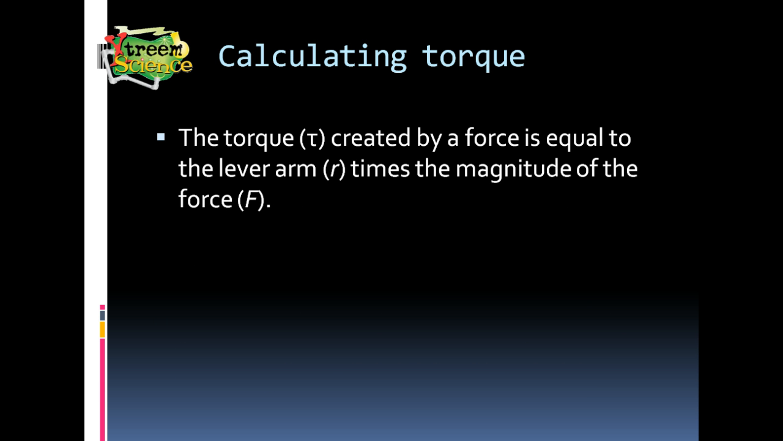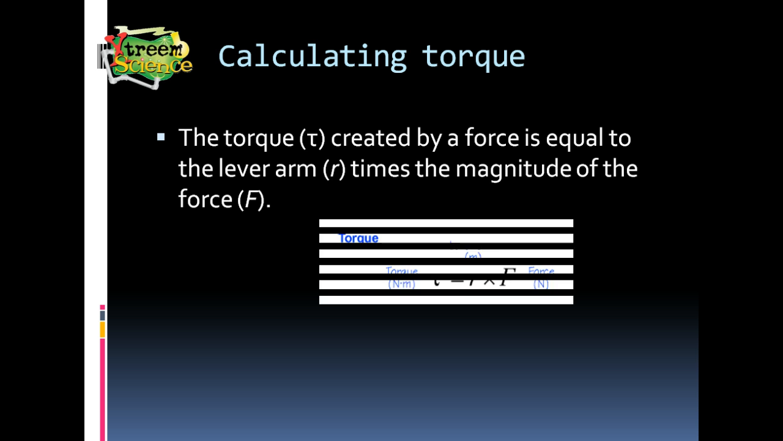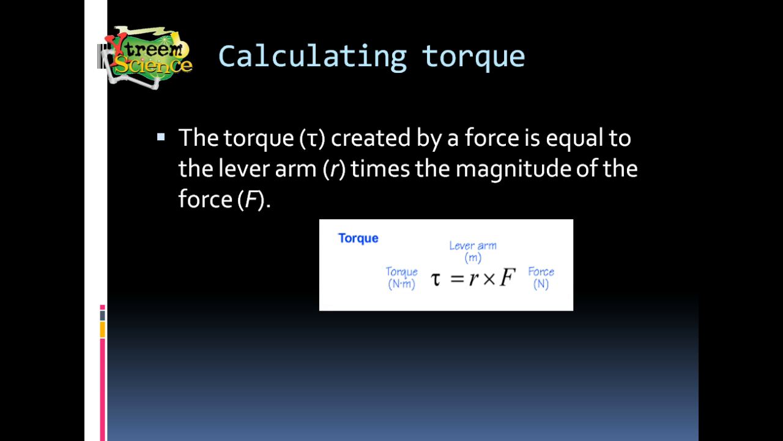So to calculate torque created by a force, it is equal to the lever arm, annotated by R, times the magnitude of the force, F. We've already talked about force. It is still measured in newtons, and the lever arm is going to be measured in meters. So here's our equation. Torque equals lever arm times the force.